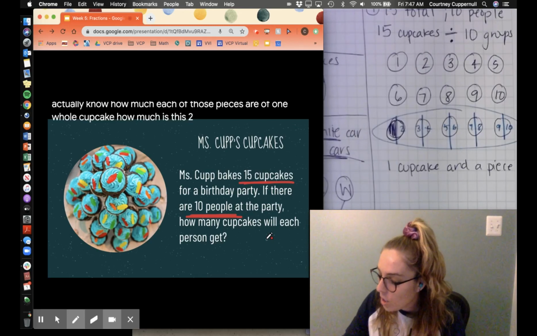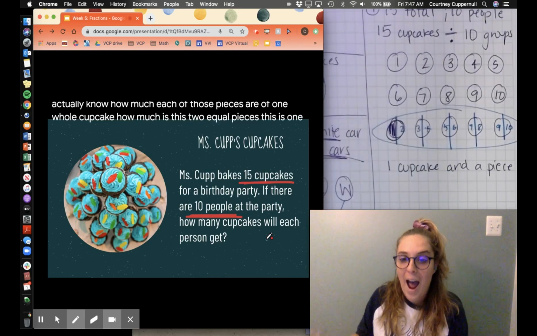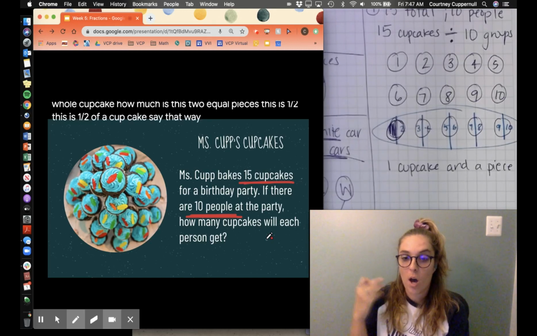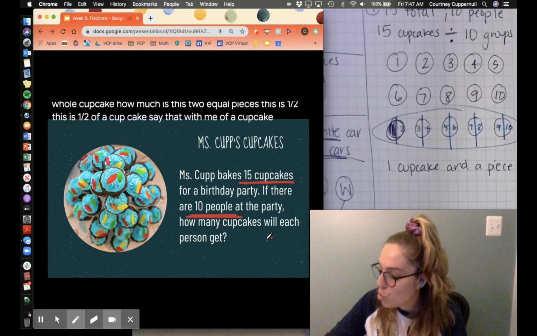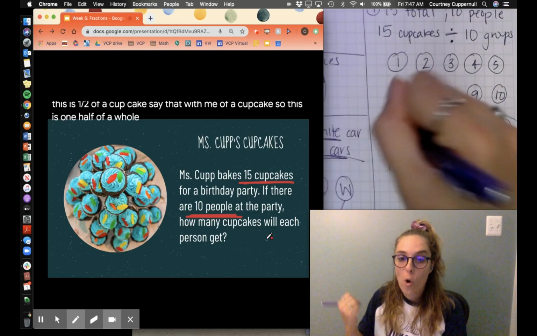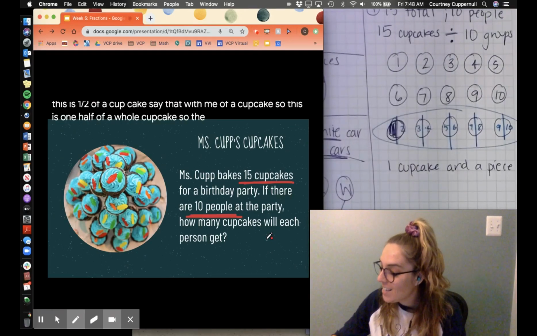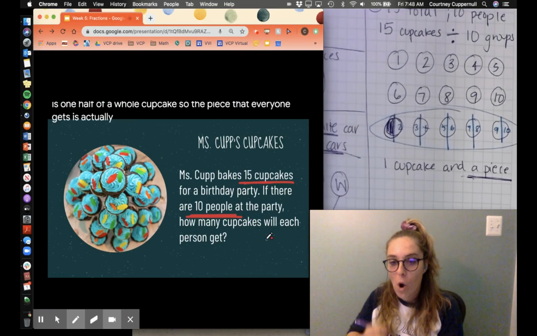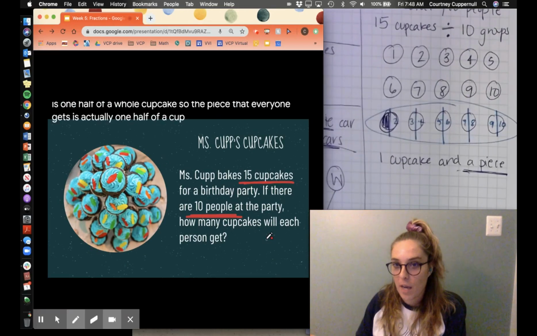I see 2 equal pieces. This is 1/2. This is 1/2 of a cupcake. Say that with me, of a cupcake. So this is 1/2 of a whole cupcake. So the piece that everyone gets is actually 1/2 of a cupcake.